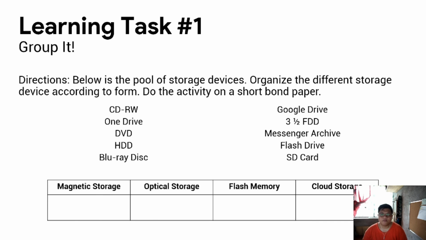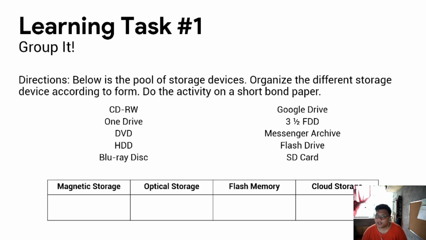Okay, so for our activity for today, for our asynchronous task, we have three learning tasks. For learning task number 1, Group It. The direction: below is the pool of storage devices. We have 10. Organize the different storage devices according to their form or the technology used. Do this activity on a short bond paper or on a paper.